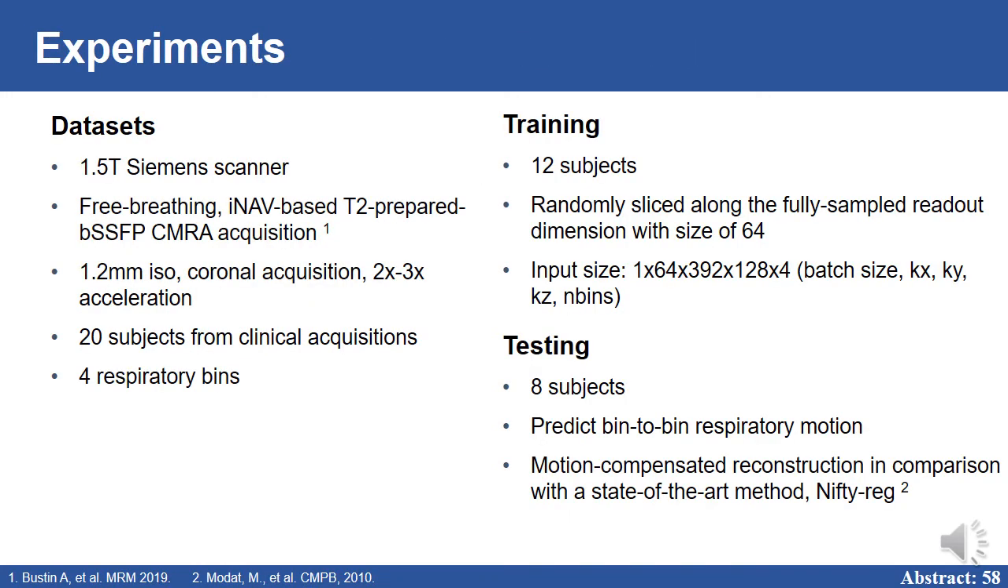For CMRA acquisition, we used a previously proposed free-breathing T2-prepared balanced SSFP technique. The spatial resolution is 1.2 mm with acceleration factor between 2 to 3. We recruited 20 subjects from clinical acquisitions, and used 12 subjects to train the network. To fit the GPU memory size, we randomly sliced along the fully sampled readout dimension with size of 64, and the batch size is 1. For testing, the network was used to predict the beam-to-beam respiratory motion for 8 subjects, and the motion-compensated reconstruction was compared with a state-of-the-art registration method called NiftyReg.